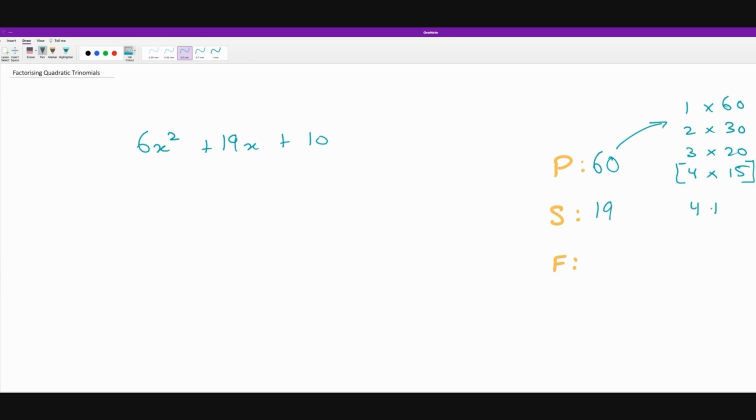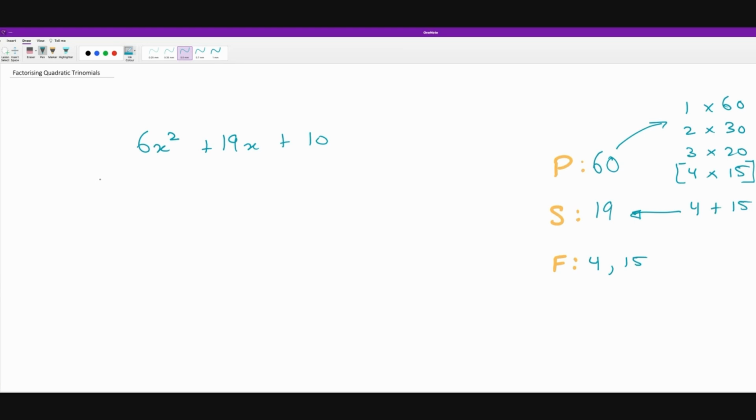4 plus 15, so using the two factors of 4 and 15, do they work to give us a sum of 19? Yes, they do. So we can see that our two factors will be 4 and 15. Now, with these questions, it's not as easy as going into our brackets and straight away putting in the factors. For this one, we need to use that long method approach to get the questions right. So let's have a go at doing that.